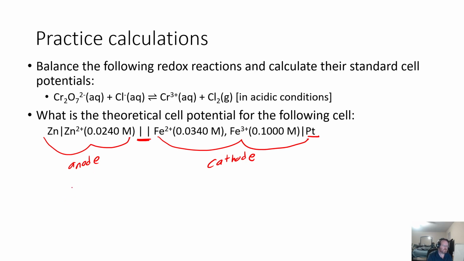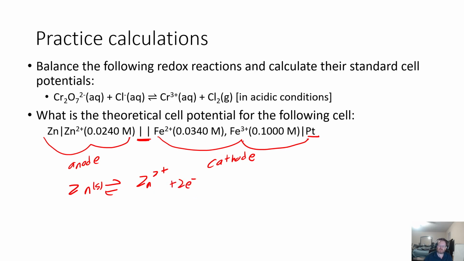So if it's anode, that means we want to be losing the electrons. So we're going to have zinc on the left, and it would be in equilibrium with Zn2+ on the right. Since they have different oxidation states, and this goes from 0 to 2+, that means we would be losing 2 electrons.